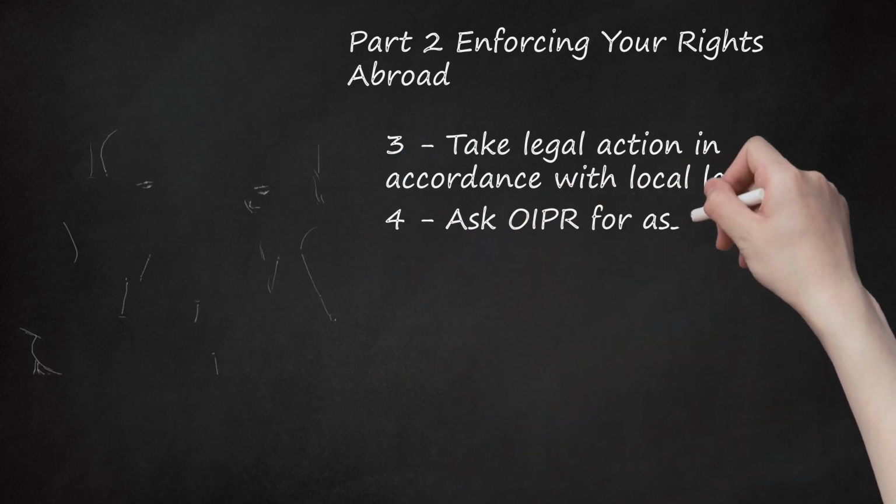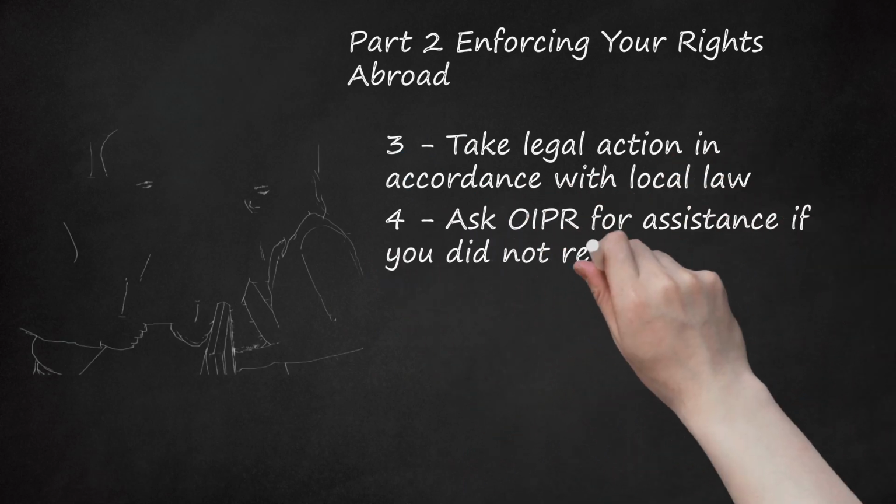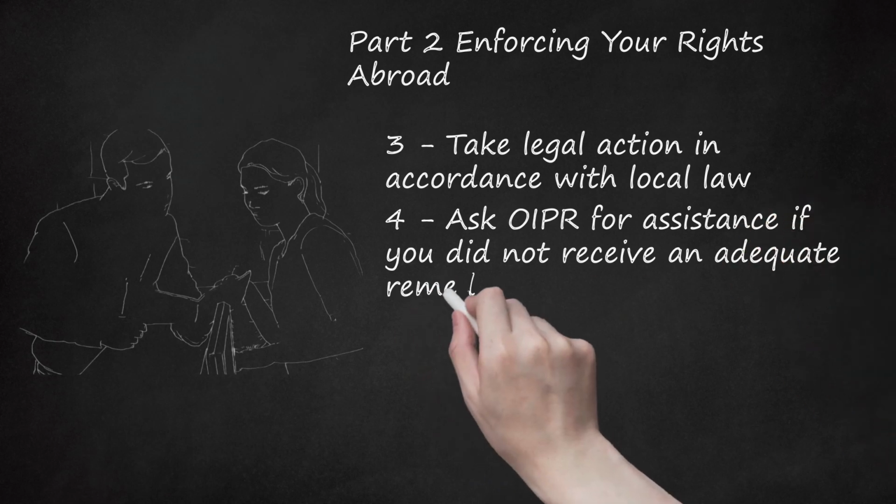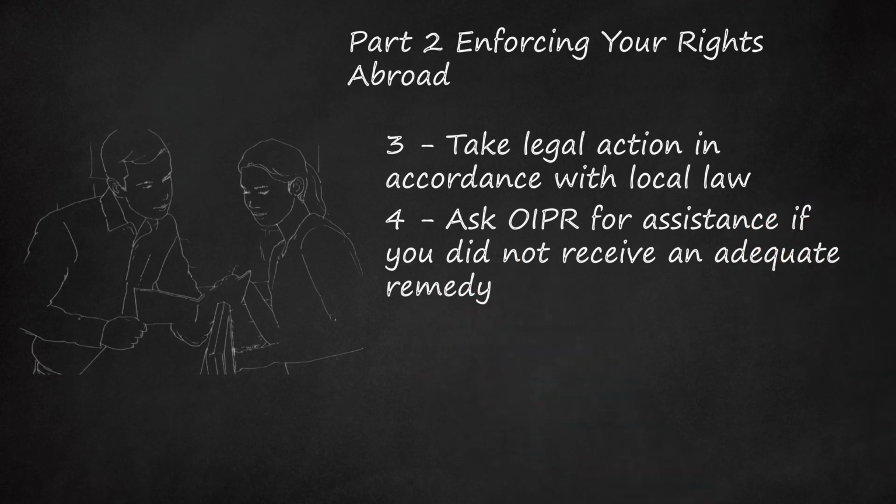4. Ask OIPR for assistance if you did not receive an adequate remedy. If, after you seek a legal remedy in the local courts or administrative agencies, you still did not receive an adequate remedy, OIPR might be able to help you raise concerns with foreign government officials. These concerns will usually relate to the administration of justice in accordance with international law and custom.